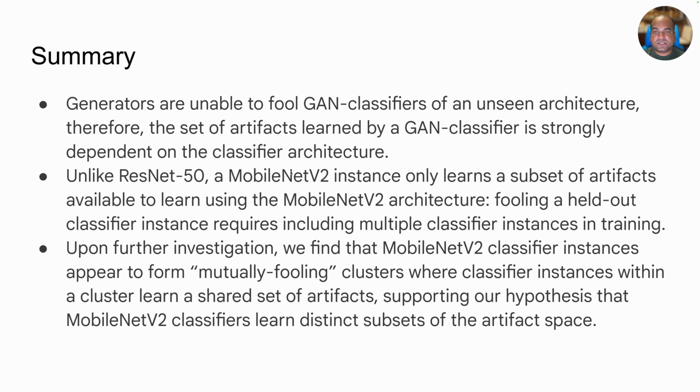And the generators are unable to fool GAN classifiers of an unseen architecture. It means that different architectures learn different sets of artifacts. And in MobileNet, which is a low parameter classifier, we are seeing that different instances are learning different sets of artifacts. So to fool a held out instance, you have to fool multiple classifier instances. And then we also see there are mutually fooling clusters in MobileNet classifier instances.